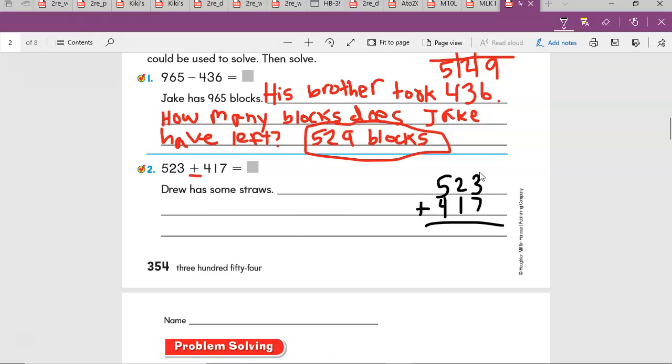What's the question? Very good. He said Drew has some straws. Then he said he has 523 blue straws. He has 417 red straws. How many straws does he have altogether or in all? Okay, to solve that, elevator, escalator, and add. 7 plus 3 is 10. 2 plus 1 is 3, and 3 plus 1 is 4. 5 plus 4 is 9. How many straws does he have in all? So you're going to write 940 straws. That's after you write the problem. Okay?